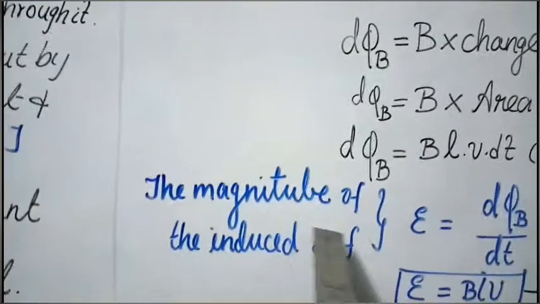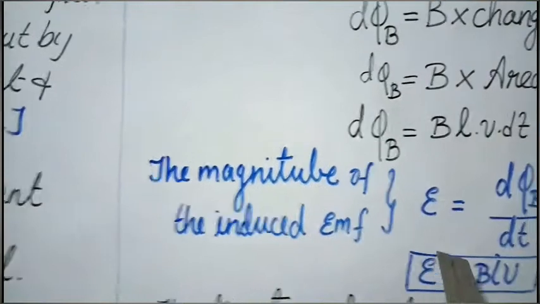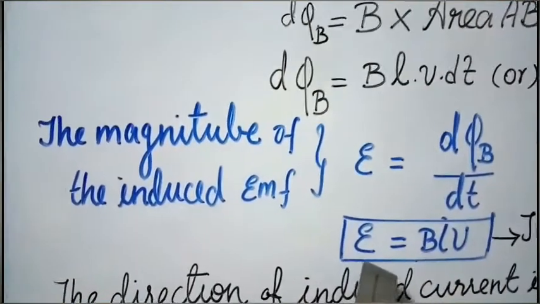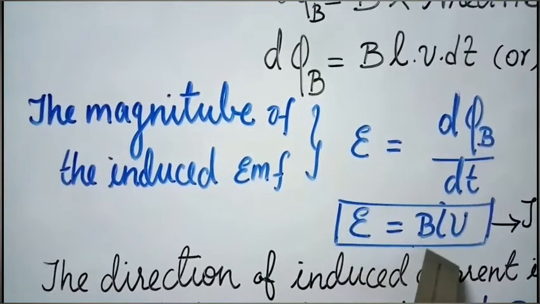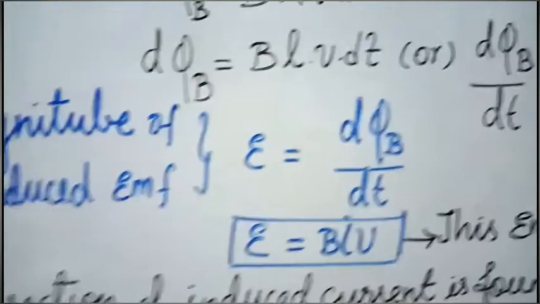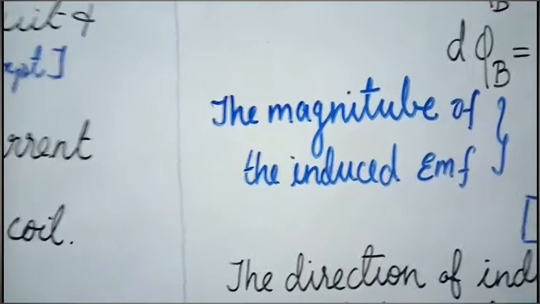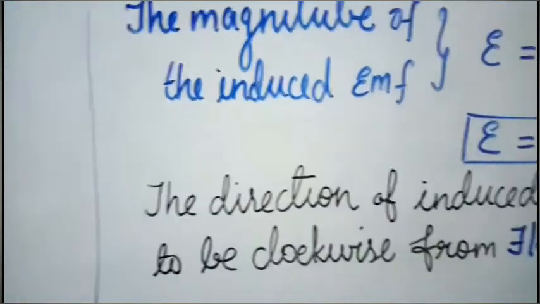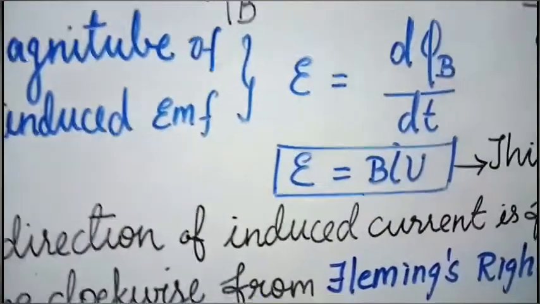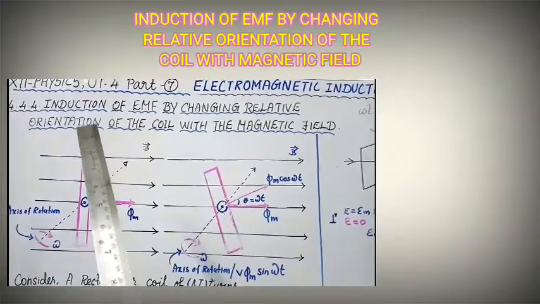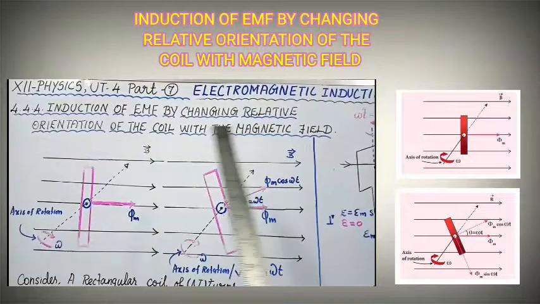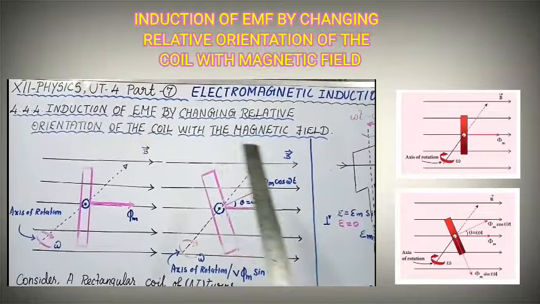The magnitude of induced EMF E is equal to dΦB divided by dt, so E is equal to BLV. This EMF is motional EMF. The direction of the induced current is found to be clockwise from Fleming's right hand rule. Third change: induction of EMF by changing the relative orientation of the coil with the magnetic field.